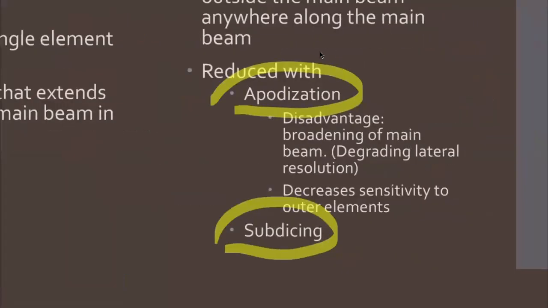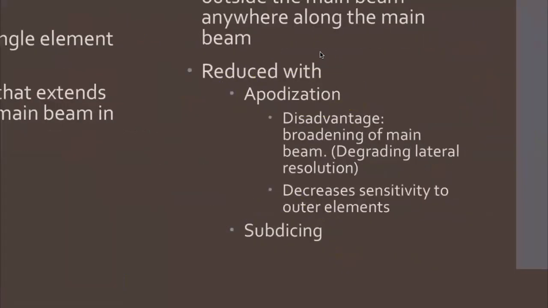The advantage of apodization, obviously, is that it gets rid of grating lobes. That's why we're talking about it. But there are a couple of disadvantages. Number one, it broadens the beam a little bit more, because it makes the beam a little bit wider than it originally was.